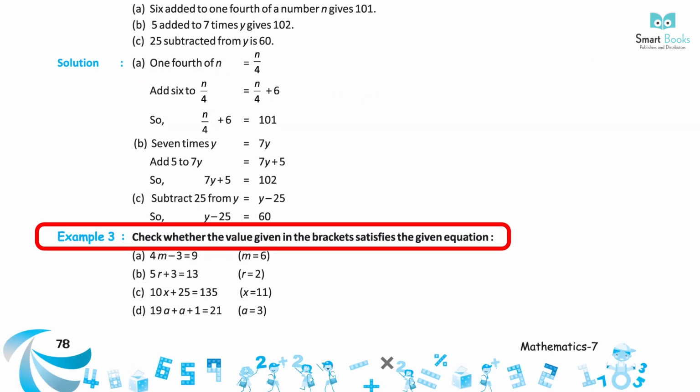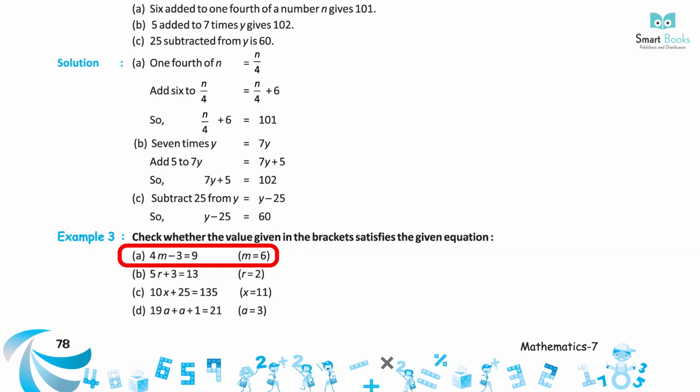Example 3. Check whether the value given in the bracket satisfies the given equation. A. 4m minus 3 equals 9, so m equals 6. B. 5r plus 3 is equal to 13, so r equals 2. C. 10x plus 25 is equal to 135, so x equals 11. D. 9a plus 1 is equal to 21, so a equals 3.